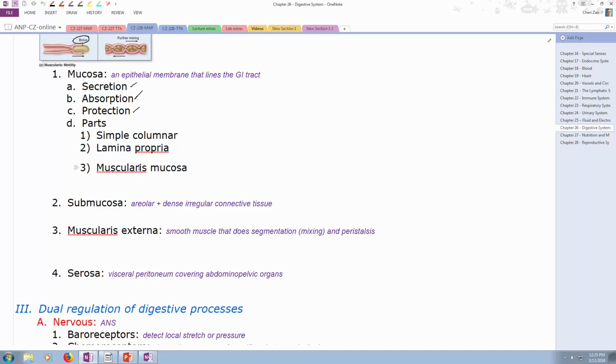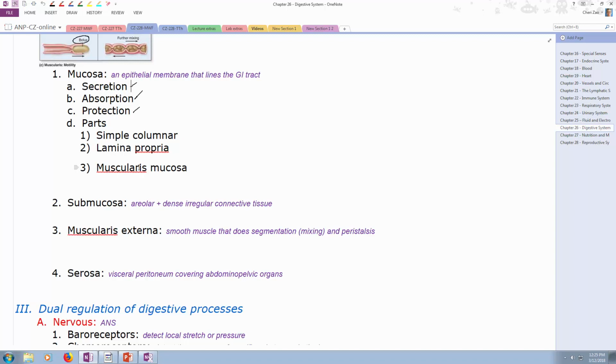So simple columnar, is that going to be what we have in the oral cavity? No. So in the oral cavity, it's not simple columnar, it's stratified squamous epithelium. But remember, it depends, all of these areas that we're talking about will change some of their construction depending upon our location and what we're designed to do in that area.